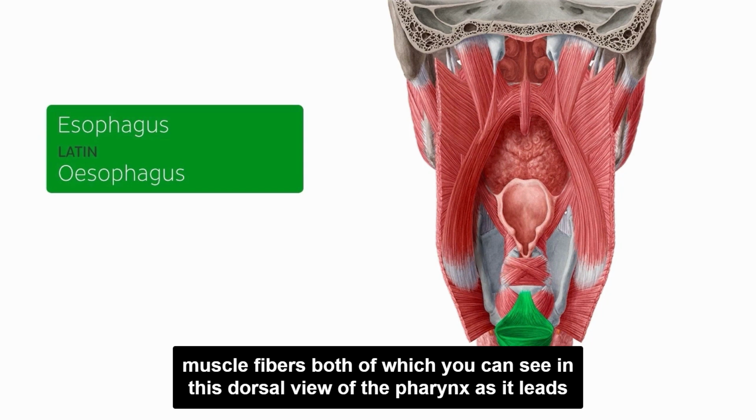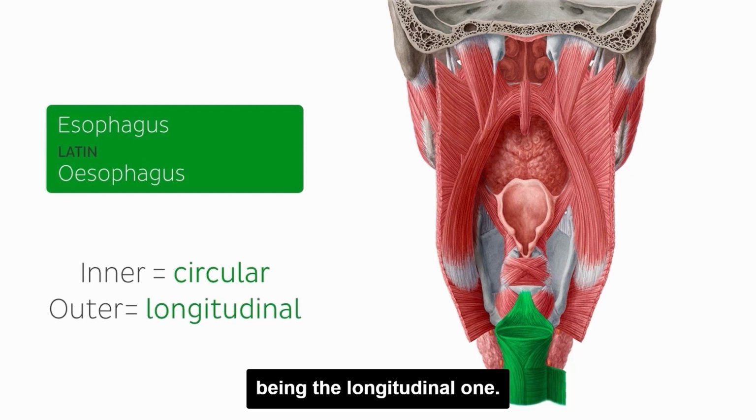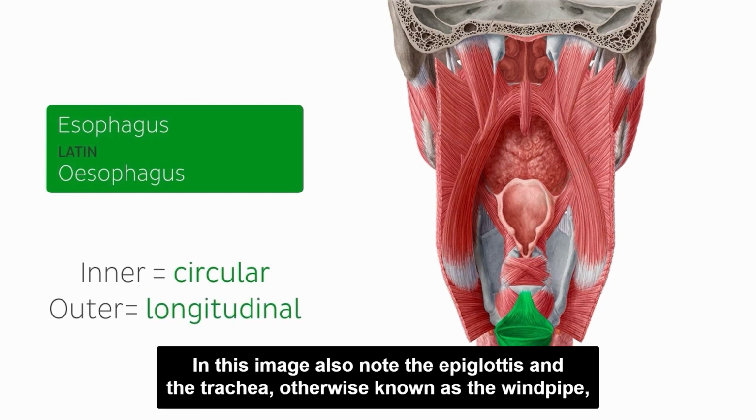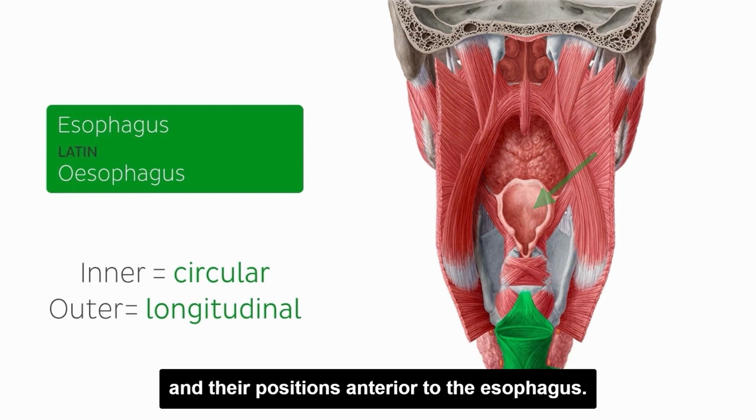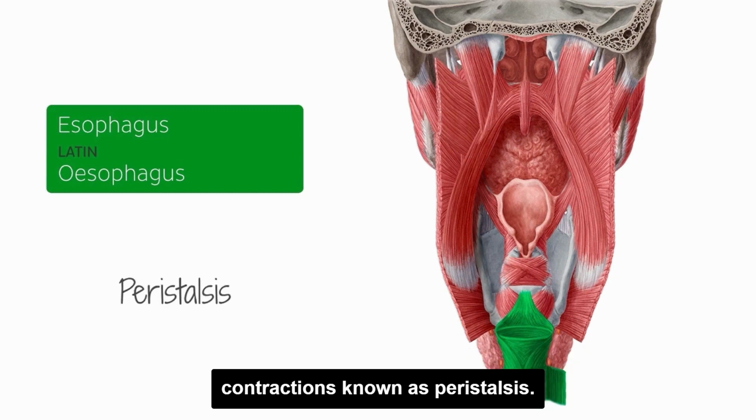can see in this dorsal view of the pharynx as it leads into the esophagus, the inner muscle layer being the circular layer and the outer layer being the longitudinal one. In this image, also note the epiglottis and the trachea, otherwise known as the windpipe, and their positions anterior to the esophagus. The food bolus moves down through the esophagus with the aid of a series of wave-like muscle contractions known as peristalsis.